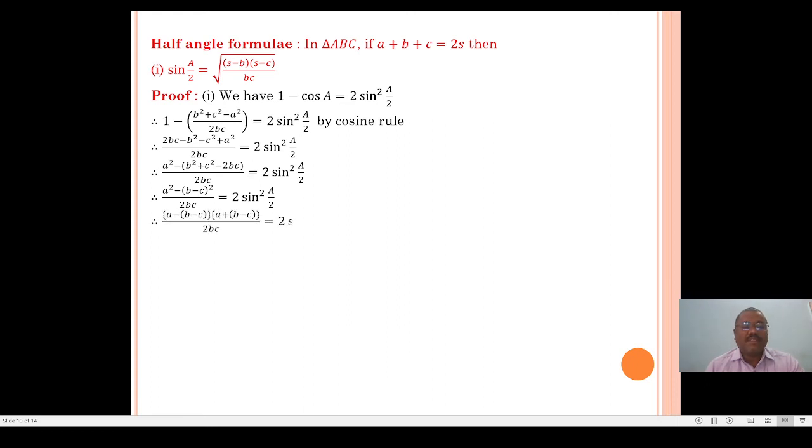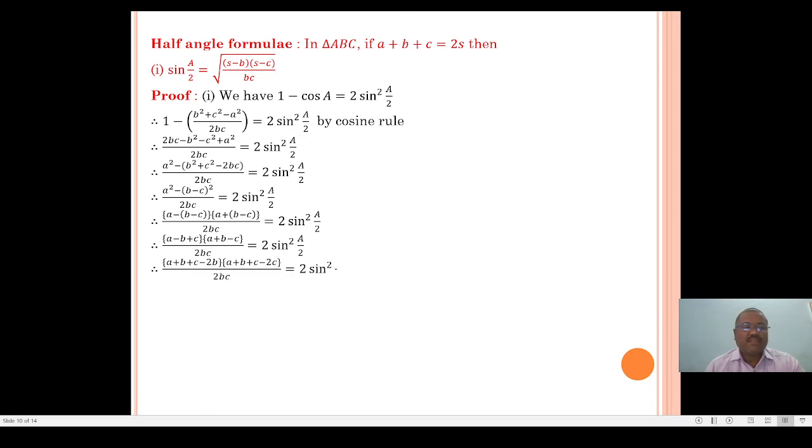So factor this, a square minus b square, using this rule. So we get (a minus (b minus c)) and second bracket (a plus (b minus c)) upon 2bc equals 2 sin square A by 2. So we get (a minus b plus c) and second bracket (a plus b minus c) divided by 2bc equals 2 sin square A by 2.